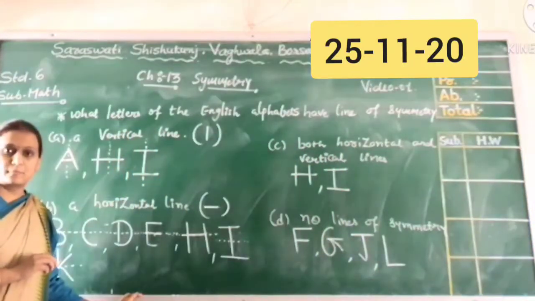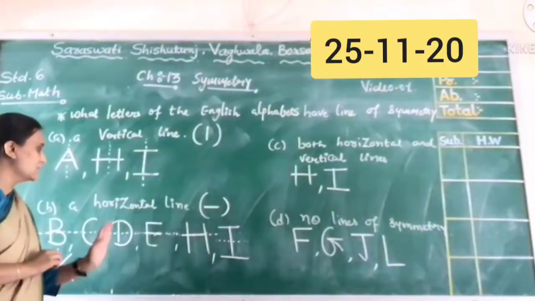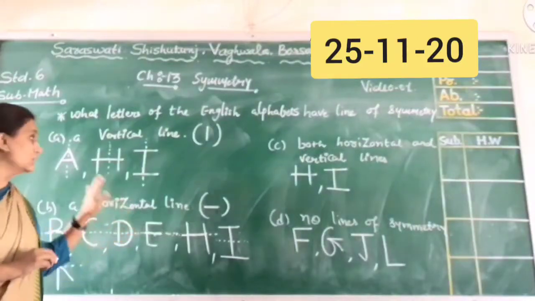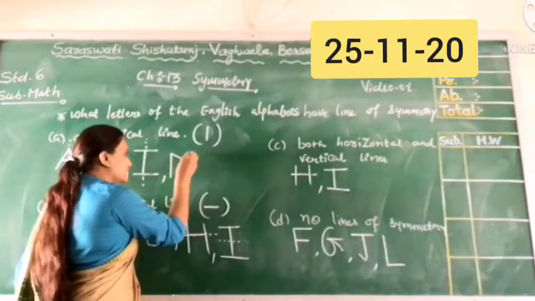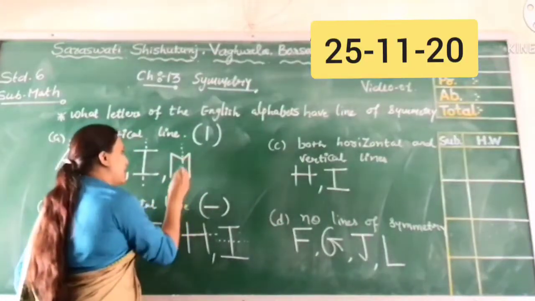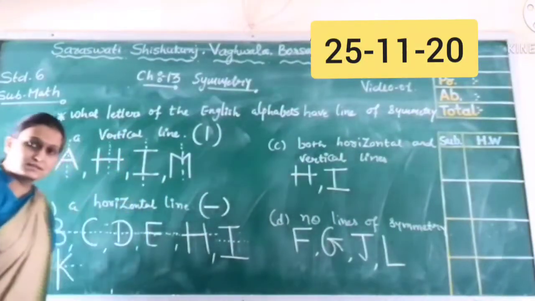Then letter M. In letter M we cannot draw a horizontal line. So letter M will come in vertical line. So letter M has a vertical line of symmetry.